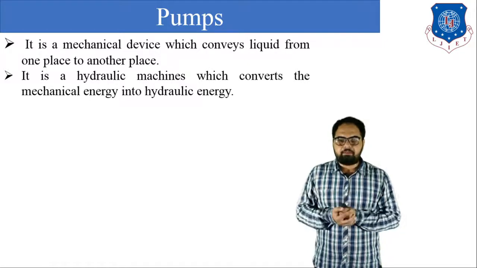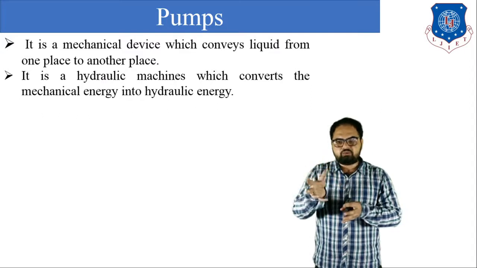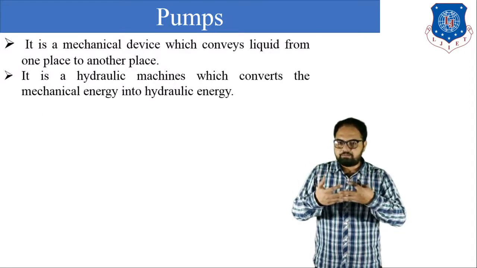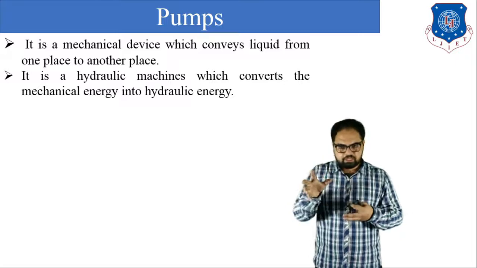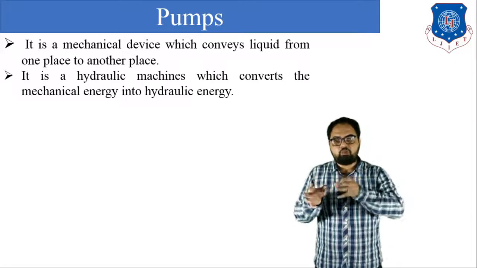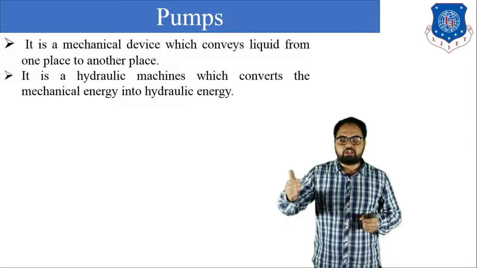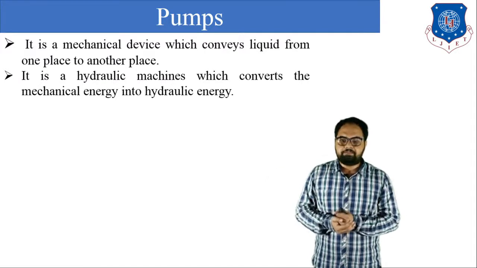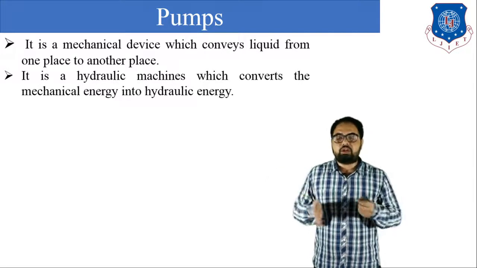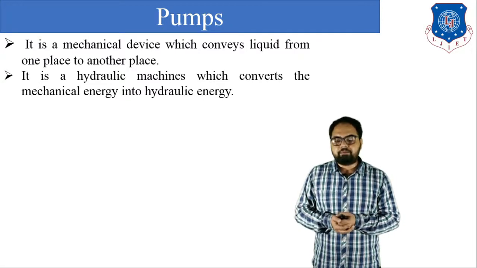For example, gear pump. In a gear pump there are two gears. When one gear is rotated, the other gear is rotated because both gears are in mesh with each other. When the driving gear is rotated, the driven gear is rotated, and due to the positive movement of the mechanical element, transfer of liquid takes place. So these rotary pumps are also known as positive displacement pumps.